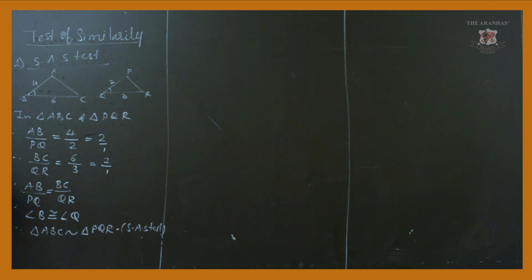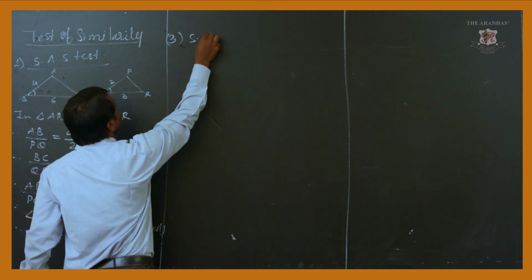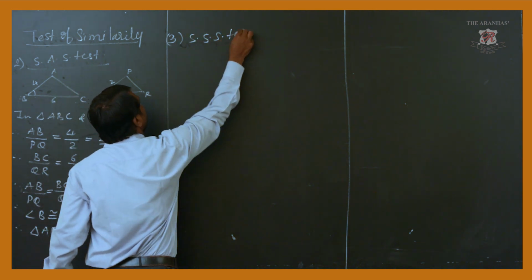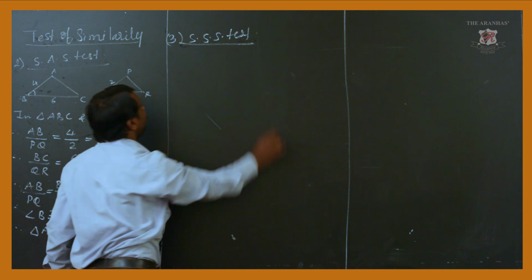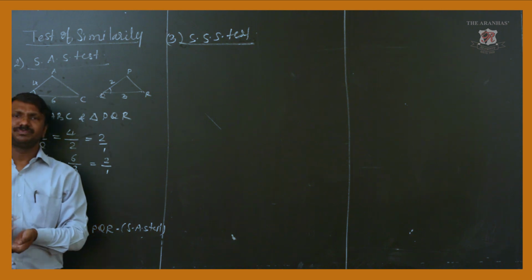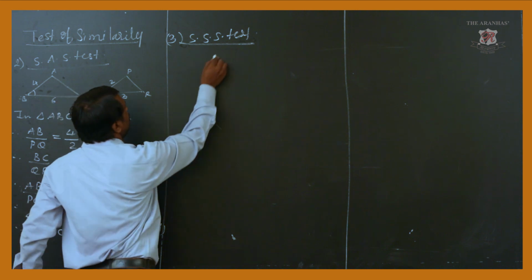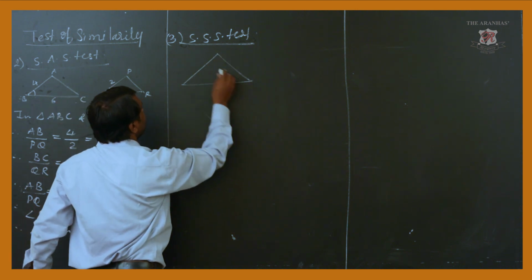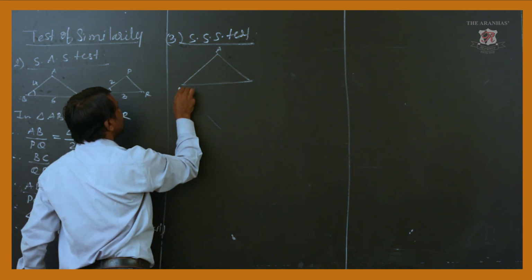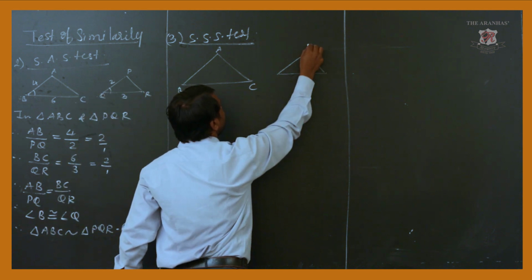And now the last test is left. This is the third one, the SSS test. What does it mean? We are going to discuss only the three corresponding sides, according to the given corresponding vertices. Here also we will take a first triangle, this is triangle ABC. The second triangle we will consider is triangle PQR.